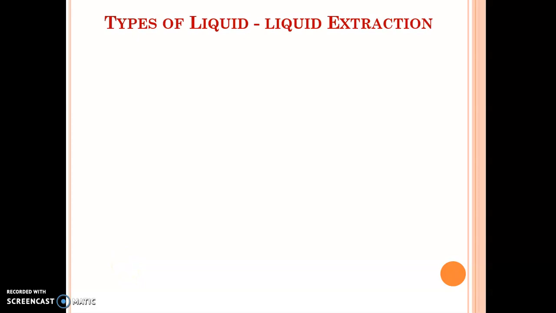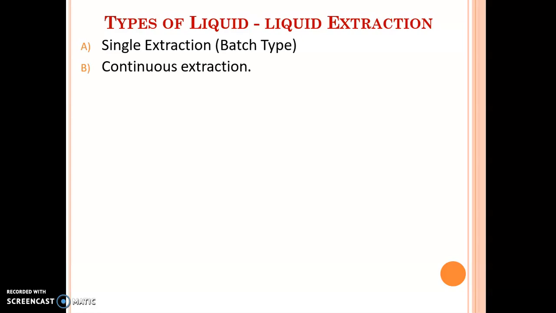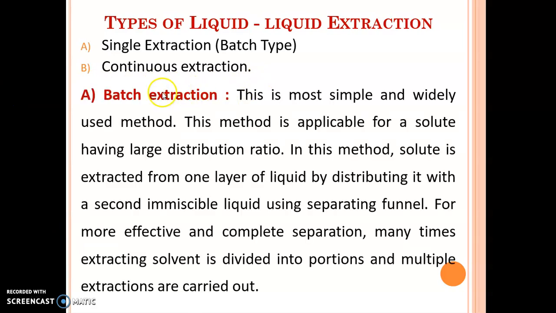Now let us see the types of liquid-liquid extraction methods. It is divided into two types. The first one is single extraction, also known as batch type, and the second one is continuous extraction. Let us start with the first method, that is batch extraction. This is the most simple and widely used method. This method is applicable for a solute having a large distribution ratio.